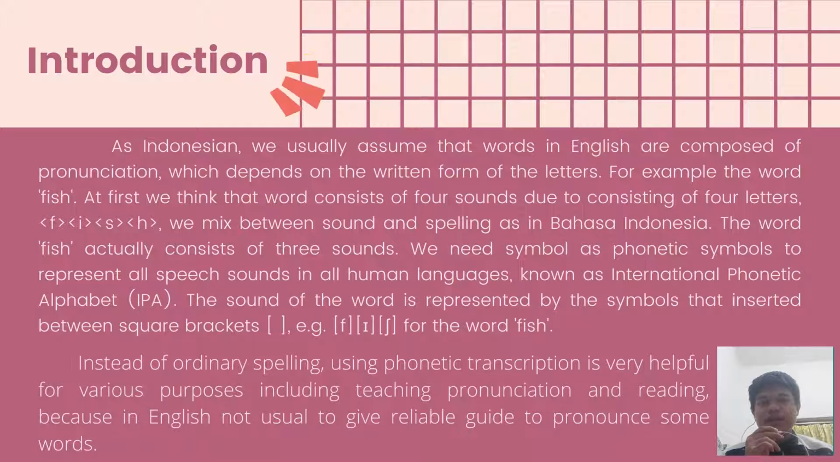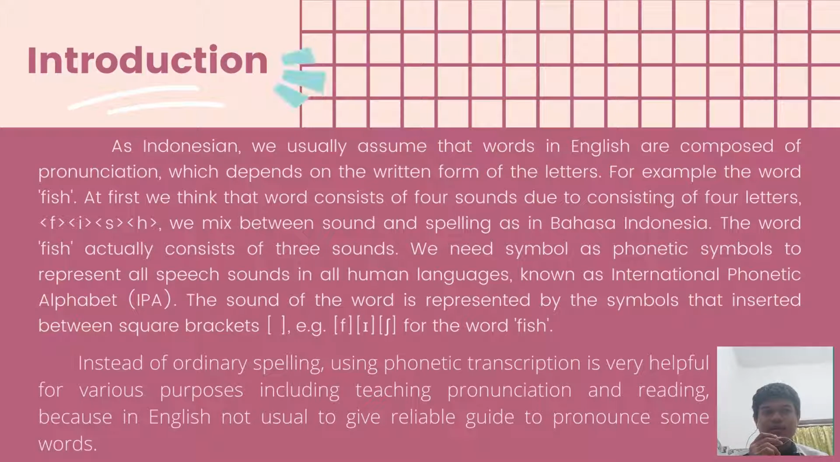As Indonesians, we usually assume that words in English are composed of pronunciation which depends on the written form of the letters. For example, the word fish. At first, we think that the word consists of 4 sounds due to consisting of 4 letters: F, I, S, and H. We mix up sounds and spelling as in Bahasa Indonesia. The word fish actually consists of 3 sounds.